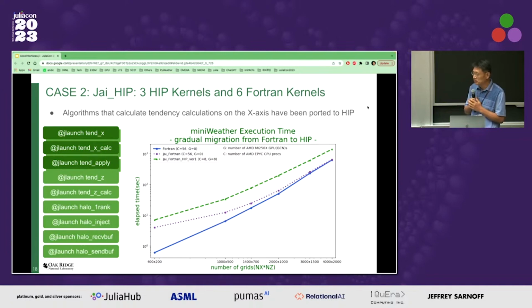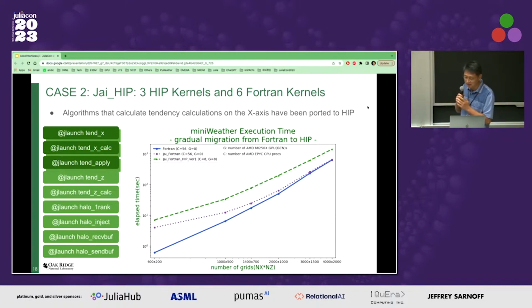Okay, the next case I want to show is that we don't want to be satisfied with this Fortran version. Of course, we want to run that on the GPU. So we want to transform to the HIP version, but it is usually very hard to port everything to HIP or other GPU languages at once. So we want to migrate gradually, one by one. I want to demonstrate here that it's possible to gradually migrate from one framework to another.